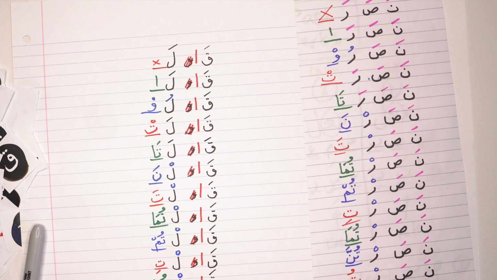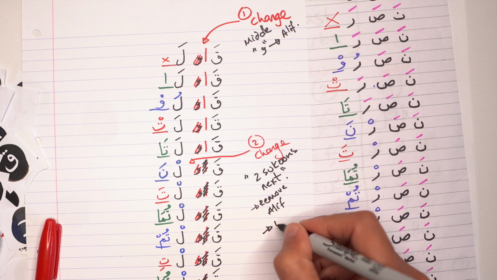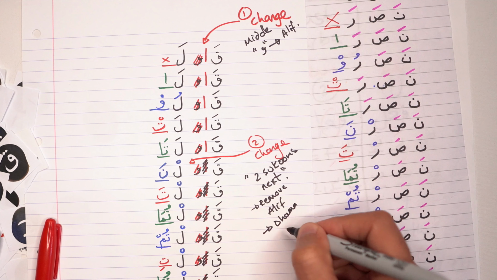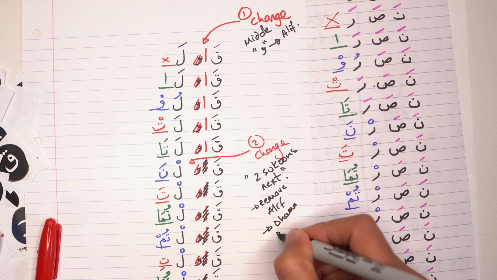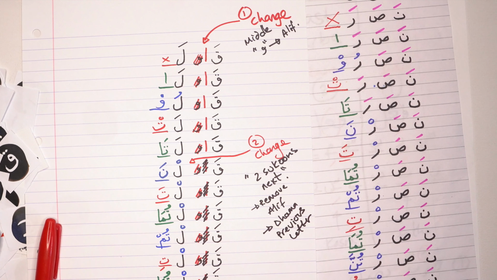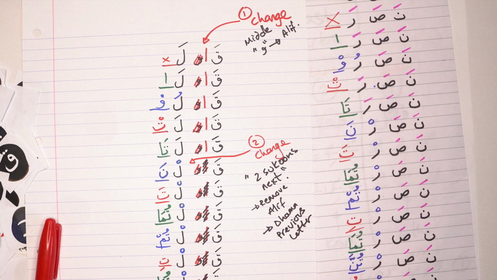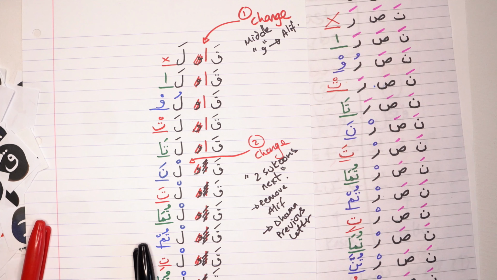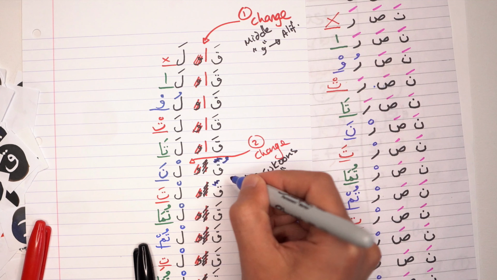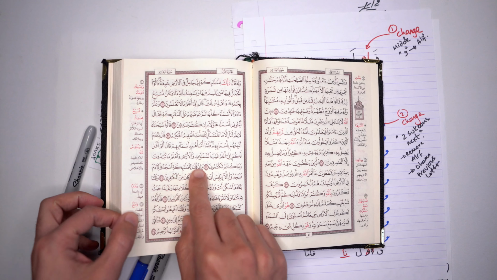So let's just put this down over here. So number one is remove alif. And number two is we're going to give dhamma to the previous letter. Okay. So let's do that then. So over here, all of these now we're going to get rid of this. Dhamma. Dhamma. Qulna over here.